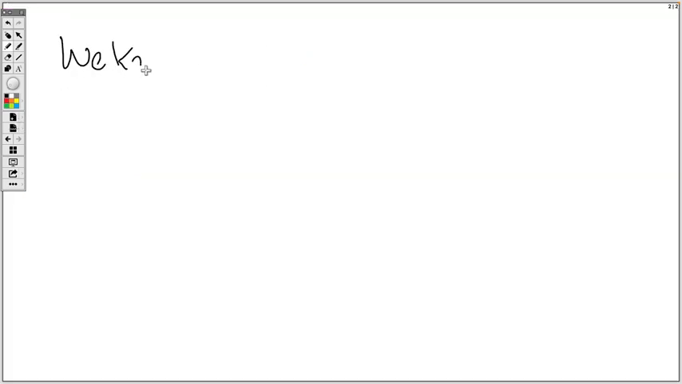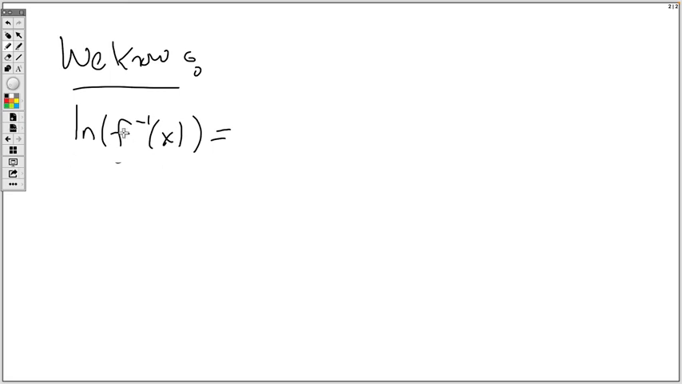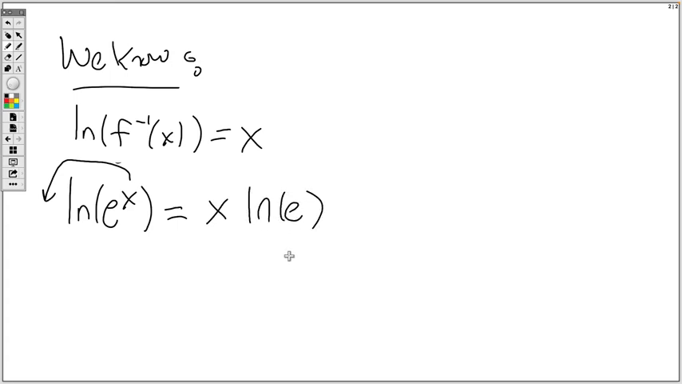So here's what we know. We know that whatever the inverse function is, the natural log of it will undo the inverse function and give you x back. We also know that if I take the natural log of e to the x, we can bring the exponent down front by property of logs. And then the definition of e is that the natural log of e is 1.